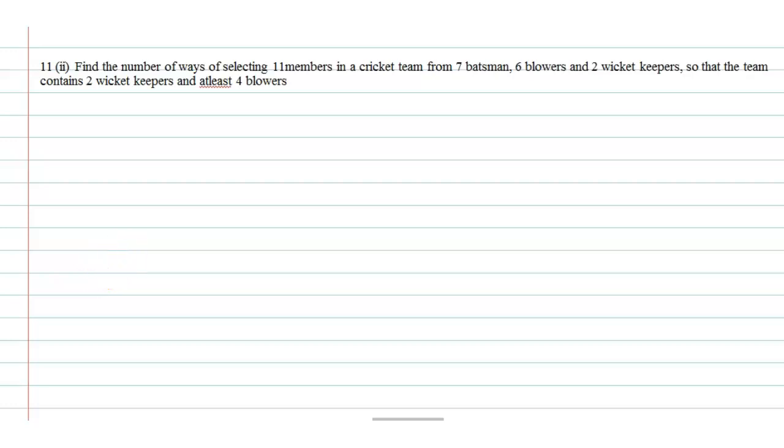Welcome back to the next question. Here the condition is given. Find the number of ways of selecting 11 members of a cricket team from seven batsmen and 6 bowlers, with at least 2 wicket keepers, so that it contains minimum wicket keepers given by 2 and minimum condition for bowlers is 4.